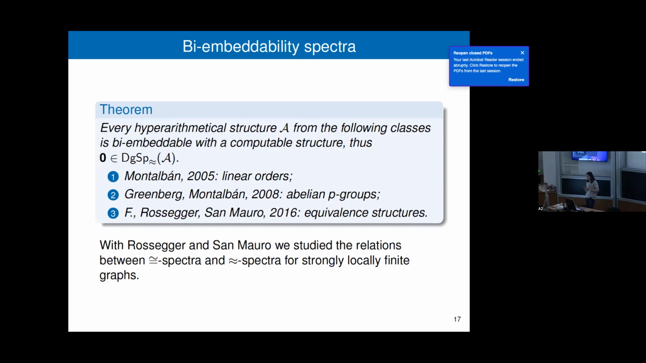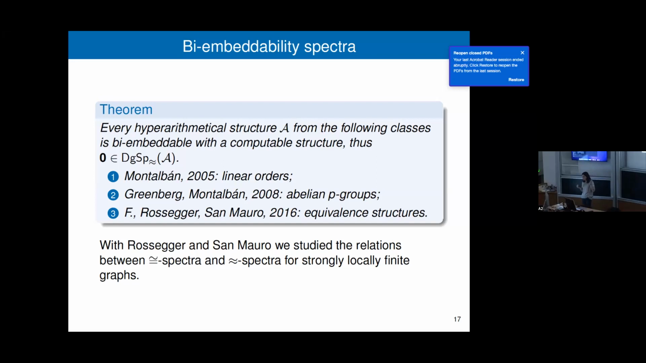First of all, let me mention these results on this page. For some classes of structures, like linear orders, abelian p-groups, and equivalence structures, there are results, like every hyperarithmetical structure has a bi-embeddable copy. The first two are real results with real proofs. The third line is just an obvious observation. But this obvious observation actually motivated us to look at other classes.